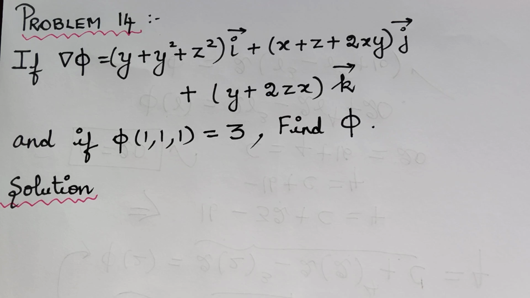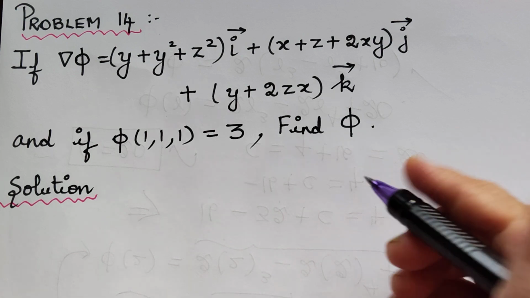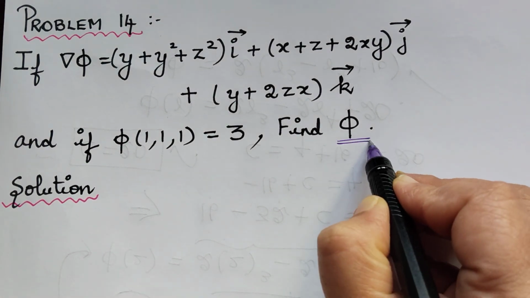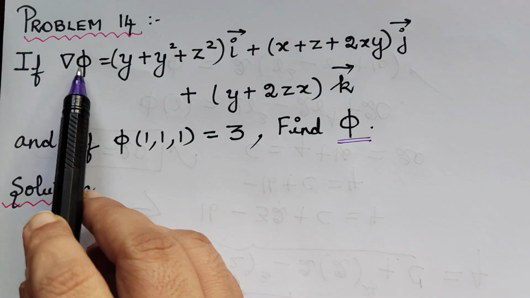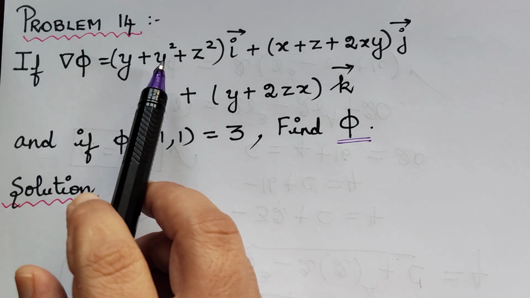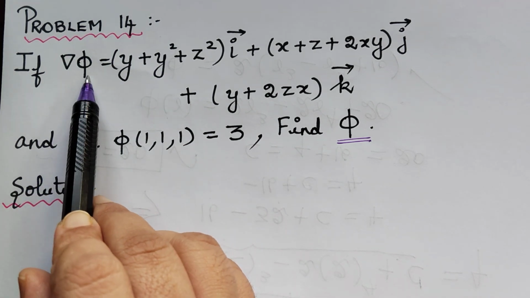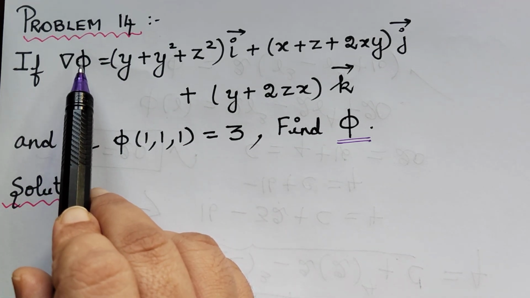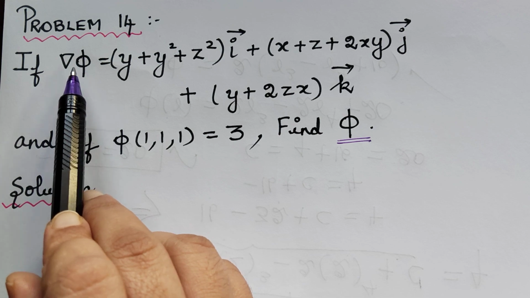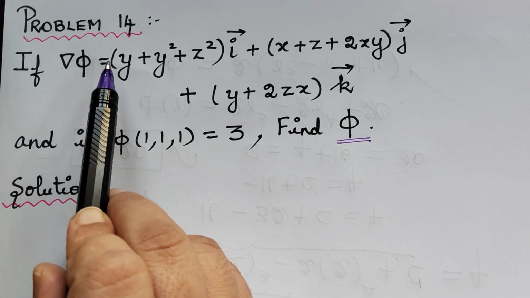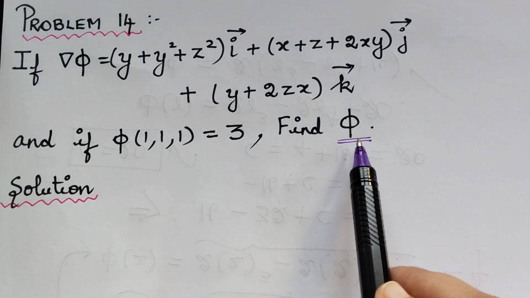Hello students, in this video lecture we are going to solve problem 14 where we have to find phi. If you remember, in our previous video they had given nebula phi in terms of r vector. So we used a concept where nebula phi is equal to phi dash of r multiplied with r cap, and we solved that problem in order to find the value of phi.